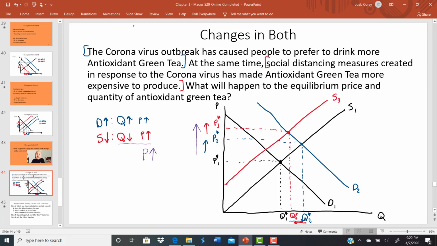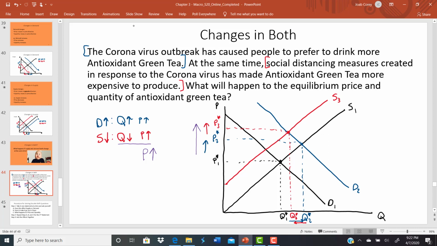However, when demand goes up, that makes quantity go up. When supply goes down, that makes quantity go down. So what's going to happen to quantity? Well, it depends on which of those arrows is bigger. The way I drew it in this graph, I drew it so that Q3 ended up to the right of our original quantity, suggesting that the equilibrium quantity might increase or that the demand effect is bigger.